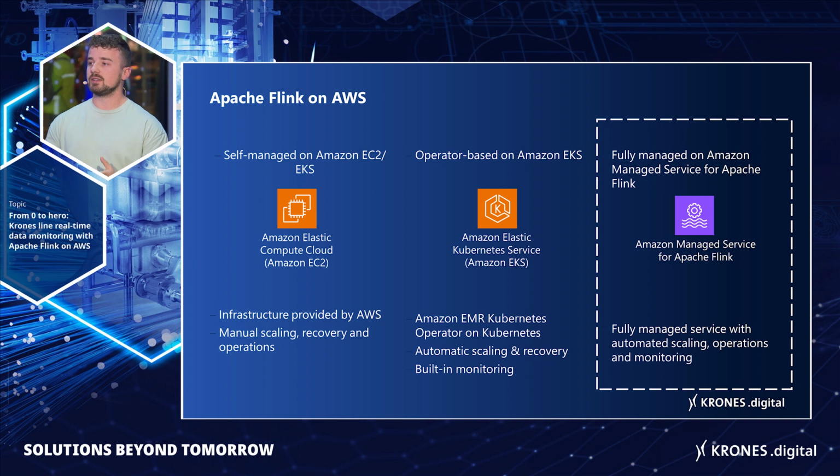So there are certain ways that you can reduce your operational overhead. For example, you can run it on Amazon EKS. Amazon EKS allows you to run a fully managed Kubernetes environment. So you can run it on top of Kubernetes. You can use a deployment yourself, or you use an operator. There's an open source operator. There's an AWS-provided operator. So this allows you to have automatic scaling, recovery, and built-in monitoring. So this is already much more managed than you would see on Amazon EC2.